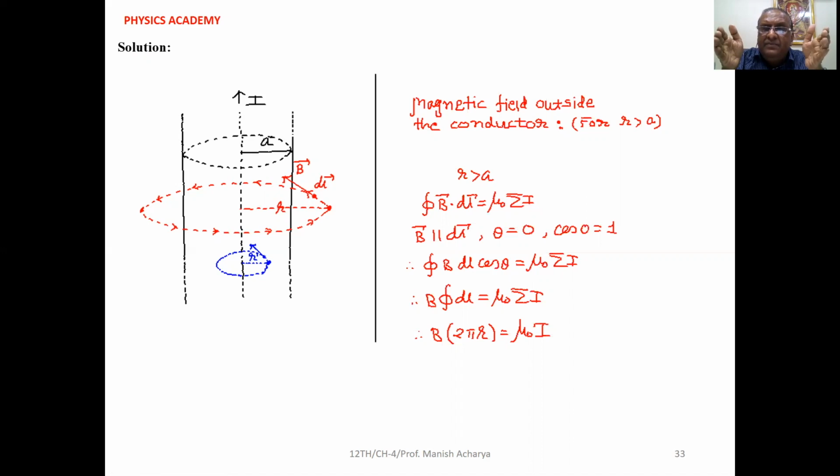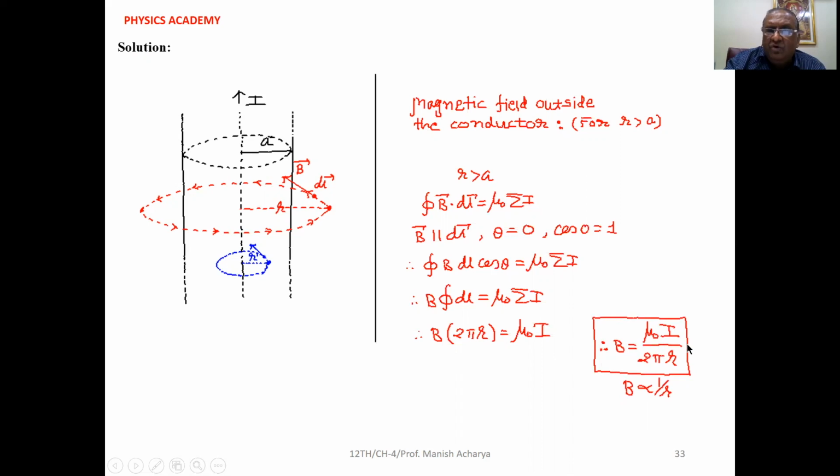Now see, the Amperian loop is enclosing the entire current because the entire conductor is inside the loop. So the total current flowing through the loop itself is I. So sigma I, you can write I. So B is equal to mu 0 I upon 2 pi r. And here we can observe that B is proportional to 1 upon r. The same equation we previously derived for the infinitely long wire.